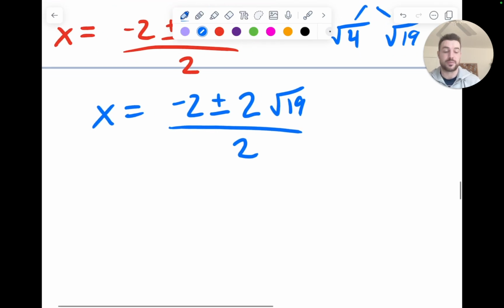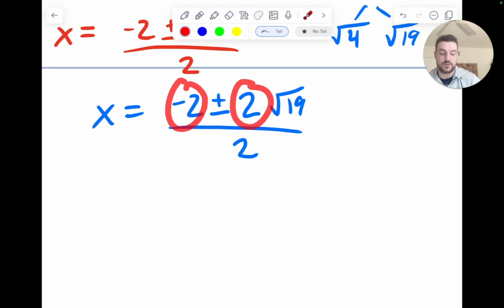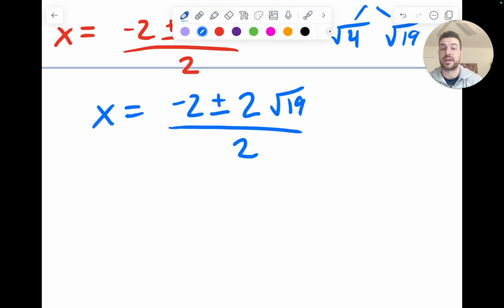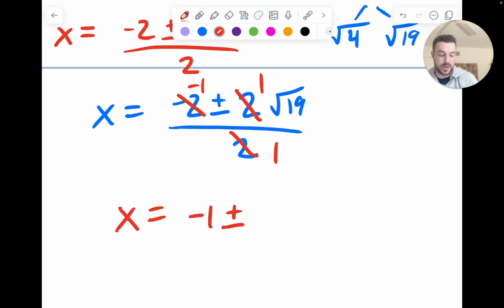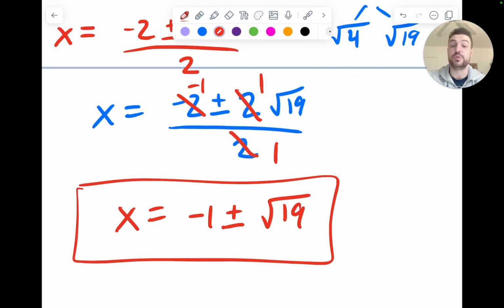So same idea, we want to simplify as much as possible. These values can all be simplified by dividing by 2. So when we do that, we get -1, 1, and 1, which means we no longer need the fraction, right? If we're dividing something by 1, then we're not really dividing by anything. So our answer is x equals -1 plus or minus the square root of 19. So those are our two solutions, -1 plus the square root of 19 and -1 minus the square root of 19. Again, irrational solutions, not nice numbers, but decimals and numbers nonetheless.